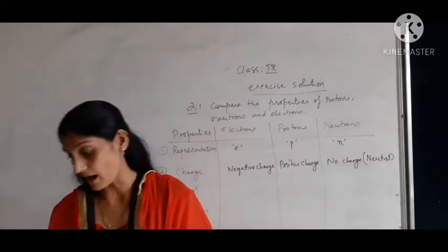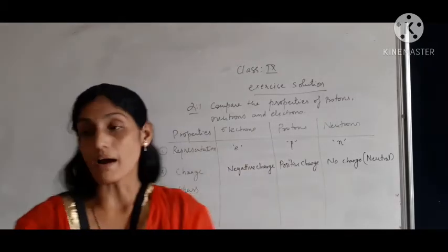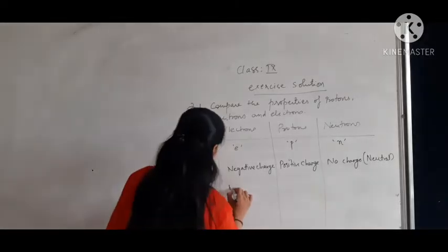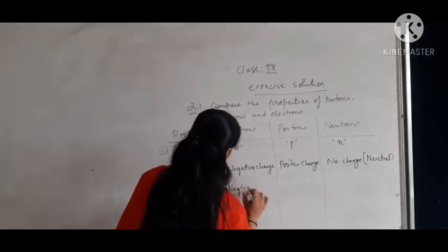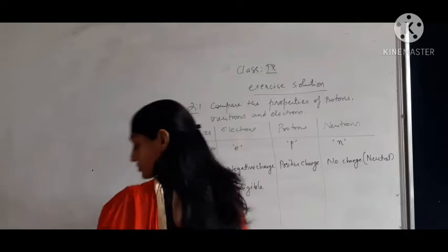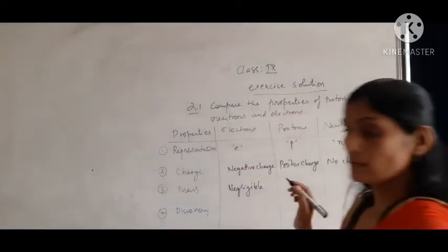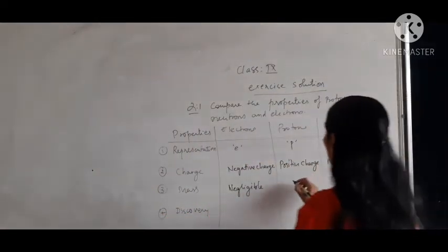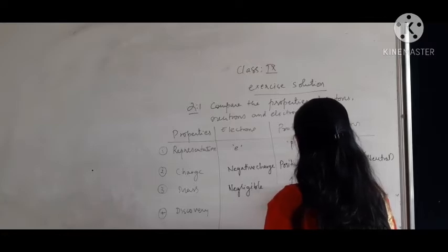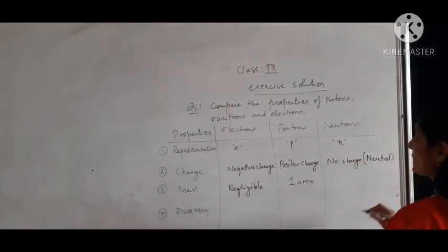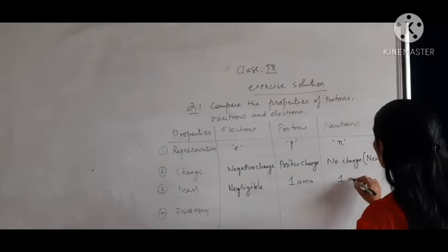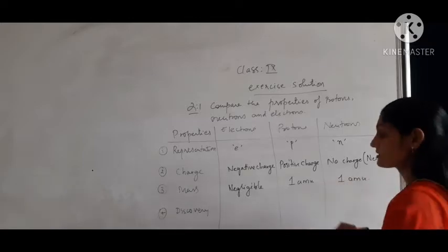When we talk about the mass of the electron, the mass of an electron is negligible. You can write that it is negligible. We are talking about the mass in atomic mass unit, so it is 1 AMU and here also 1 AMU, that means atomic mass unit.